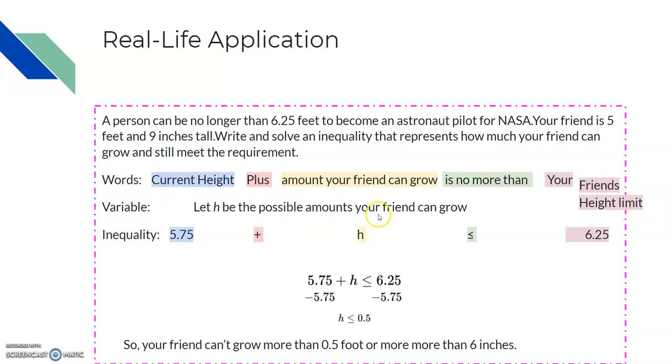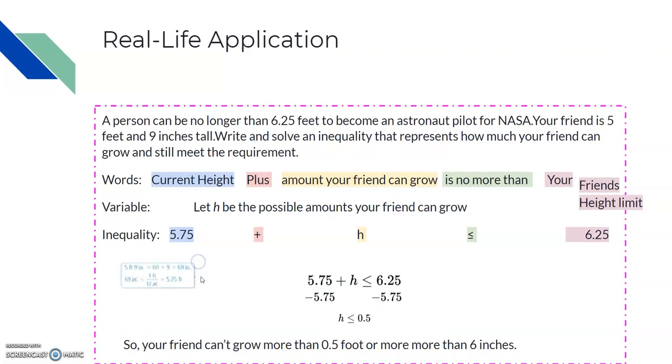Let h be the possible amounts your friend can grow. So the current height is 5.75 plus the amount your friend can grow, h, is no more than your friend's height limit, 6.25. Now we have 5.75 plus h is no more than 6.25. Now we subtract 5.75 from both sides, and we have h is no more than 0.5. So your friend can't grow more than 0.5 foot or more than 6 inches.